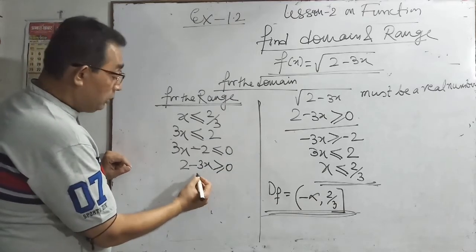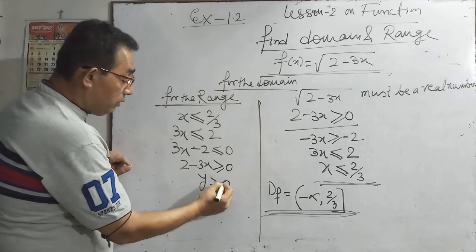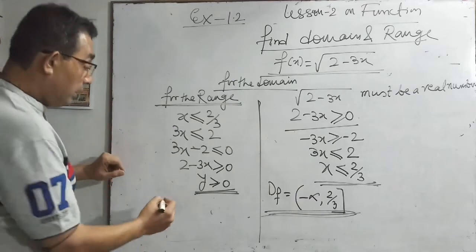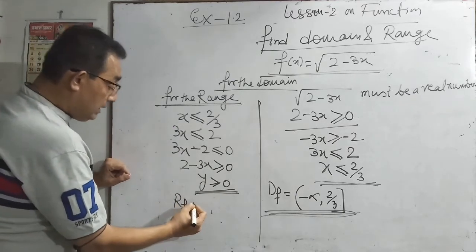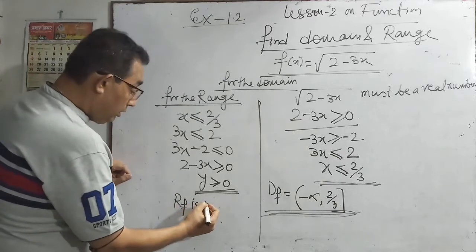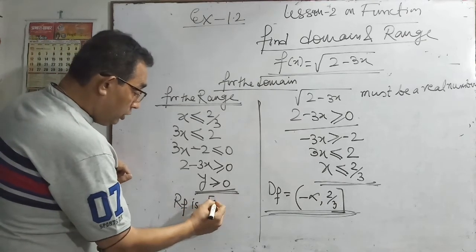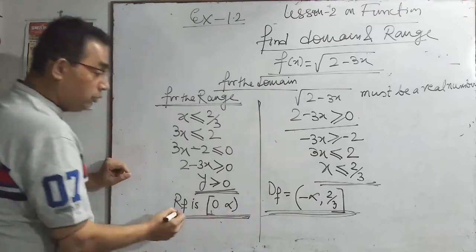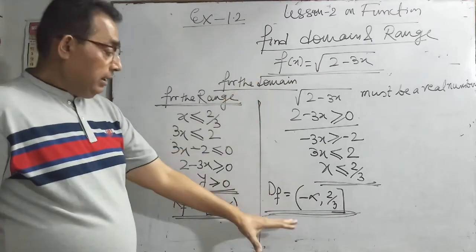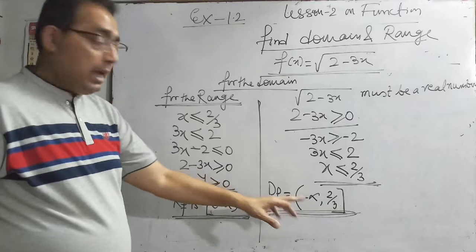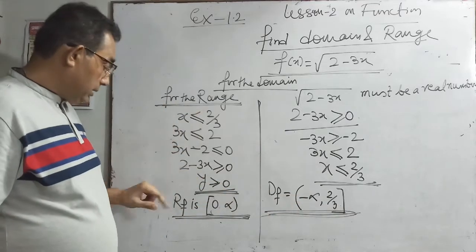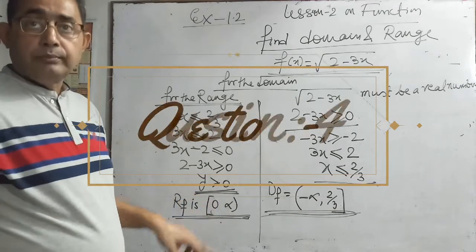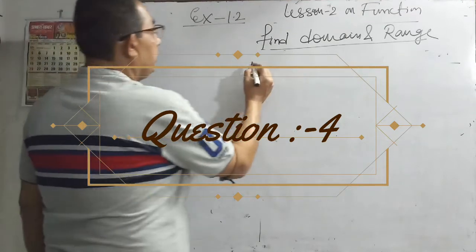Understood? That means y is greater than or equal to 0. That means the range is 0 to infinity. Domain is minus infinity to 2/3 and range is 0 to infinity. Clear? Now next question.